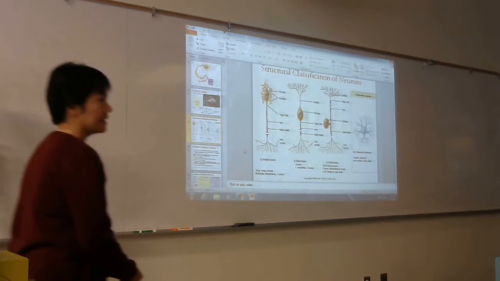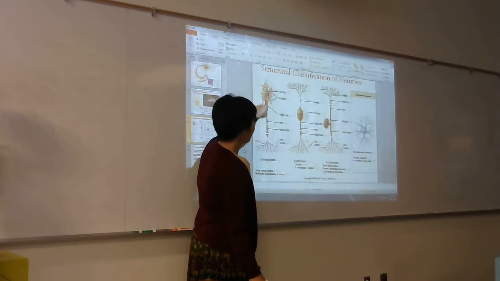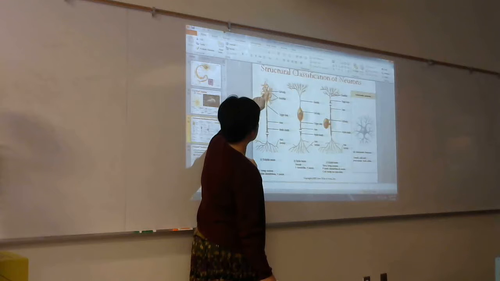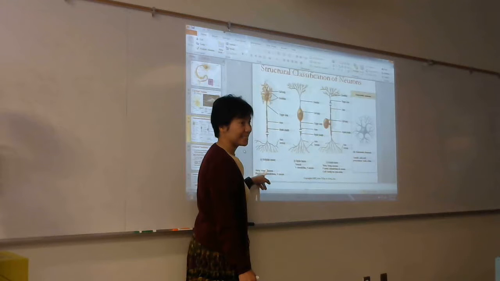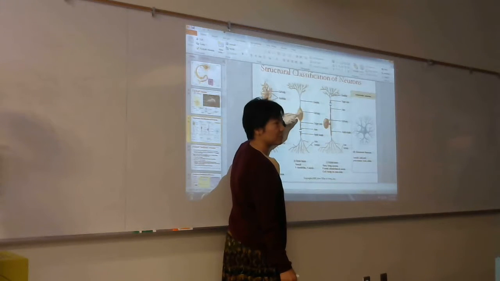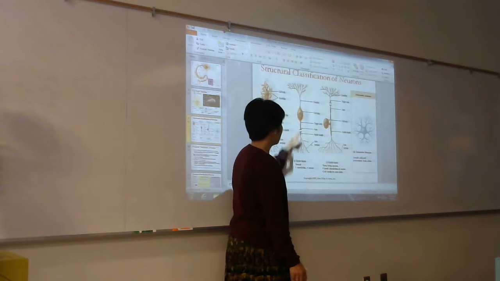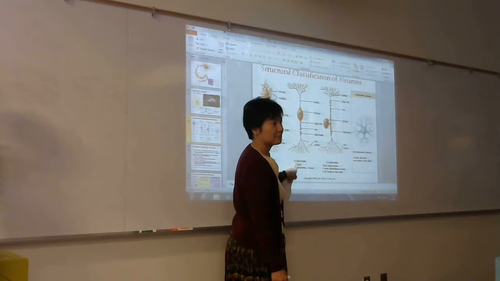So right here, you always look at the cell body. And if you look at this one, look, there's many processes coming out of it. So you call it multipolar. This is the most abundant type of neuron. Now, let's look at this one. How many processes come out of the cell body? 1, 2. So, bipolar. Okay? How about over here?